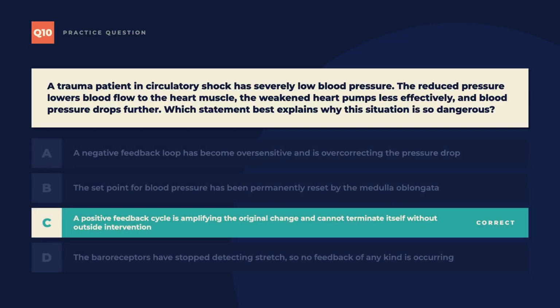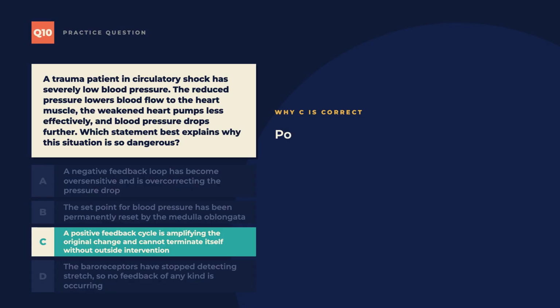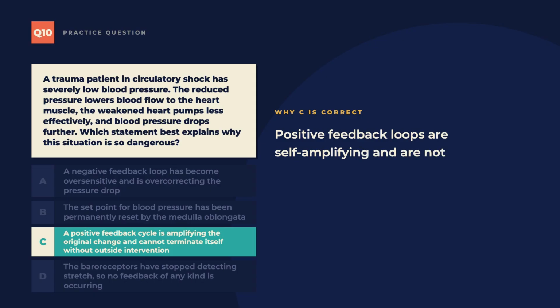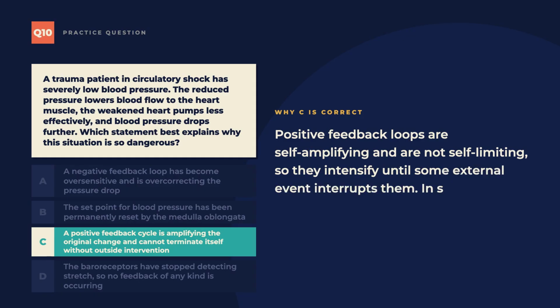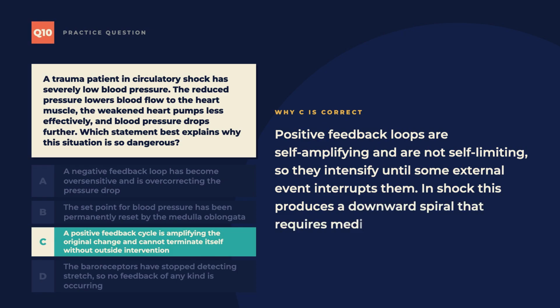The correct answer is C. A positive feedback cycle is amplifying the original change and cannot terminate itself without outside intervention. C is correct because positive feedback loops are self-amplifying and are not self-limiting, so they intensify until some external event interrupts them. In shock, this produces a downward spiral that requires medical intervention to break.